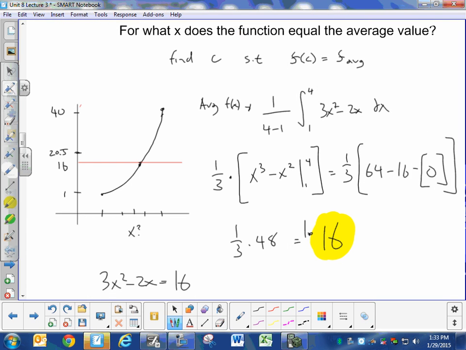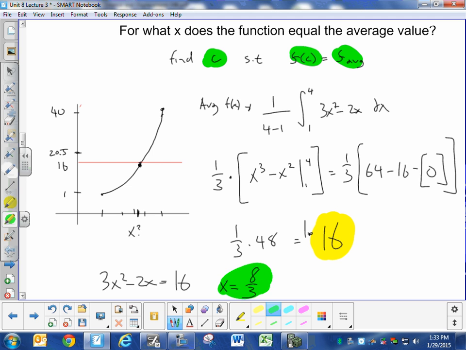Okay, so x is equal to 2 and 2/3. That's 8/3. That is the c value that we were looking for, such that the function is equal to your average. So for this x value right here, 2 and 2/3, we produce that y value of 16. Okay? Good. Let's do another one.